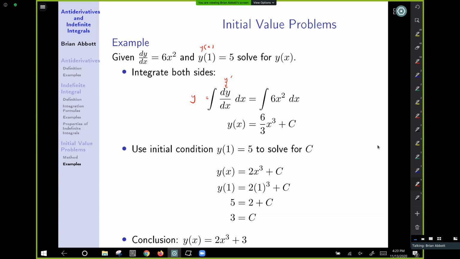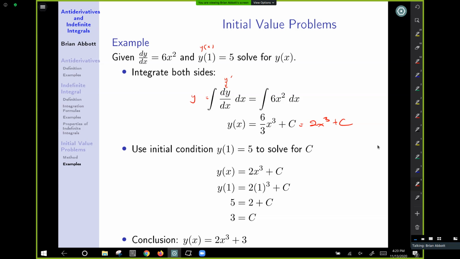Now that's great. We've got an expression. We're pretty happy with that expression. We could tidy that expression up a bit: 2x to the third power plus c. We don't like that c because that means we have an infinite number of possible solutions and we want a concrete single solution. So now we use the provided initial condition y of 1 equals 5 to solve for this thing.